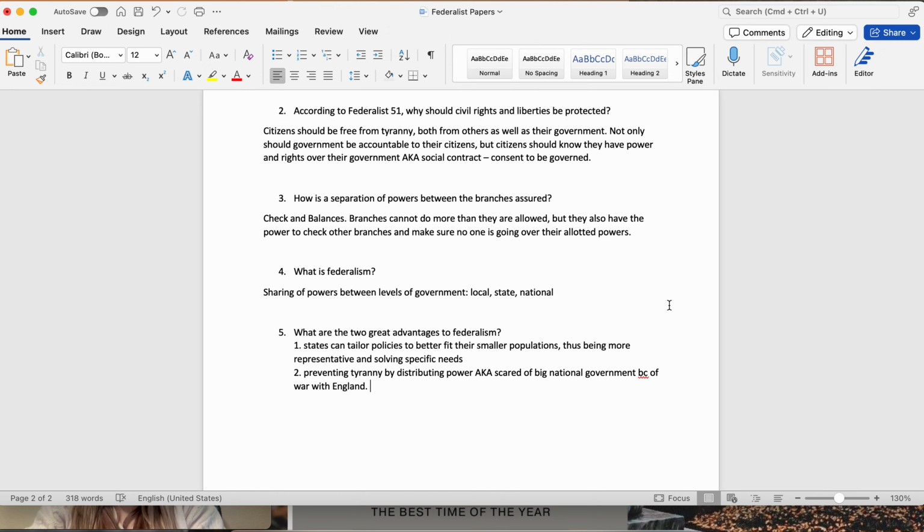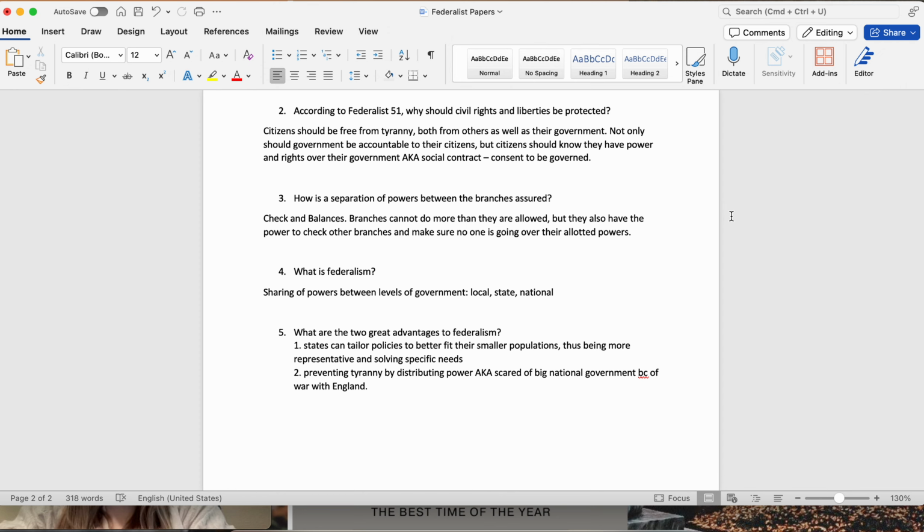And then the federal government, or our national government, so you don't get confused with the idea of federalism, has a president, a national congress, and then a national court system. So they all look very similar. Each level of government has an executive, a legislative, and a judicial branch. And then the very last question, the advantages to federalism that he was talking about.